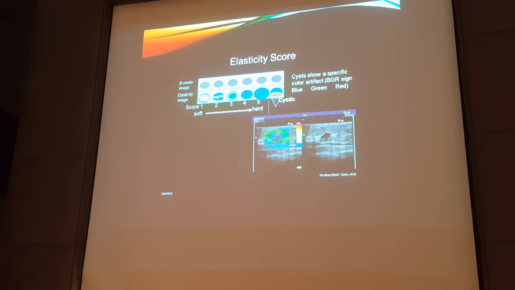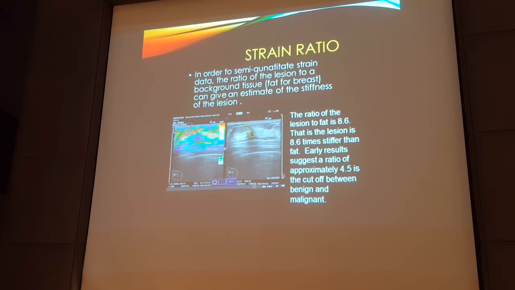You don't see that in the Mindray system. You see what's called the bullseye artifact that we can talk about at the break if you want. I did include it in the talk. But it's very specific for characterizing cysts, either simple or complicated, as benign.